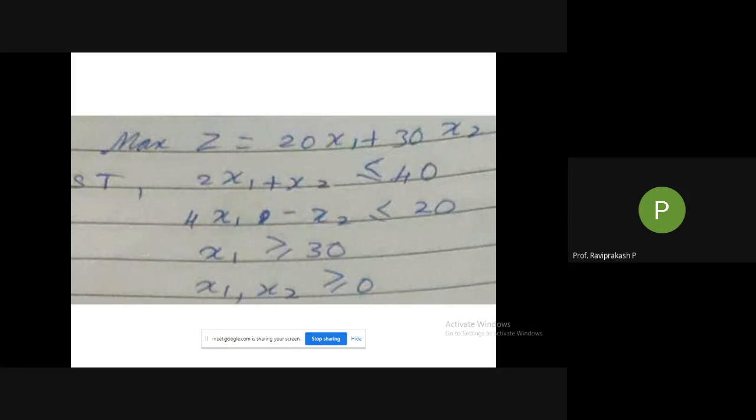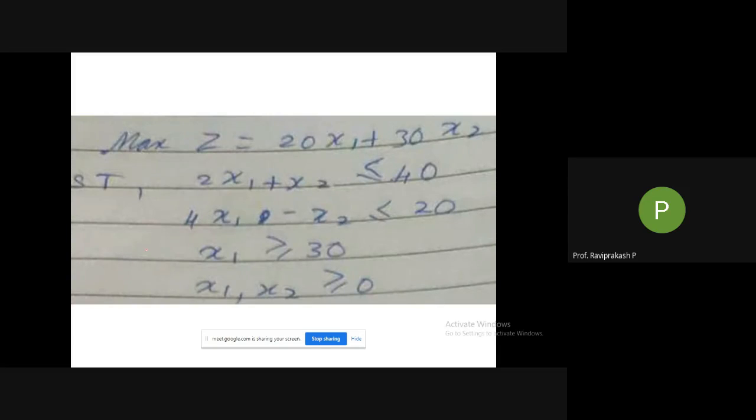Second constraint, 4x1 minus x2 less than or equal to 20. Third constraint, x1 greater than or equal to 30. And the last, non-negative condition, x1, x2 greater than or equal to 0.